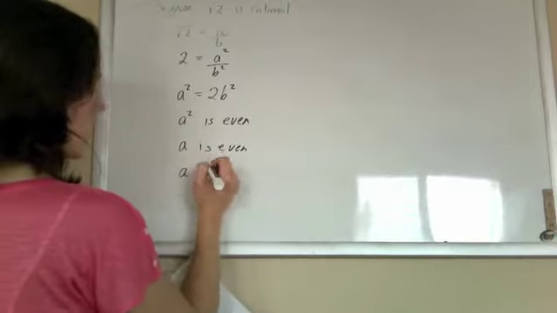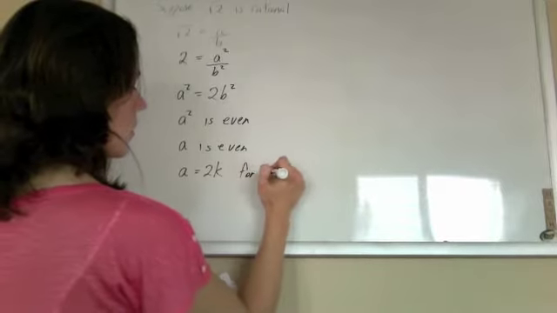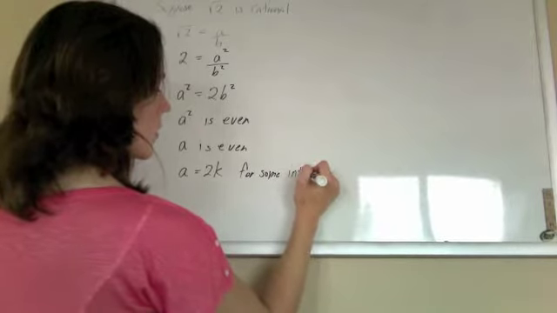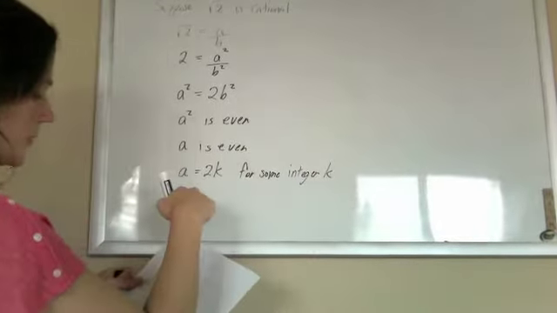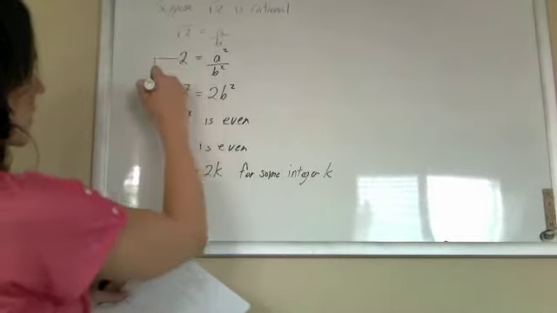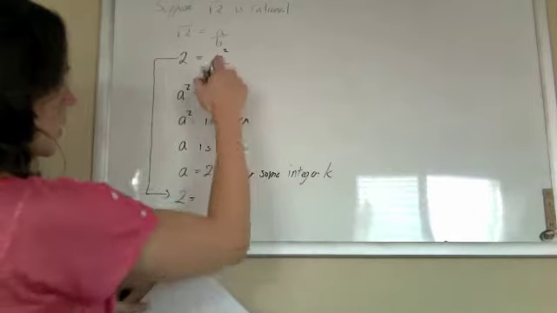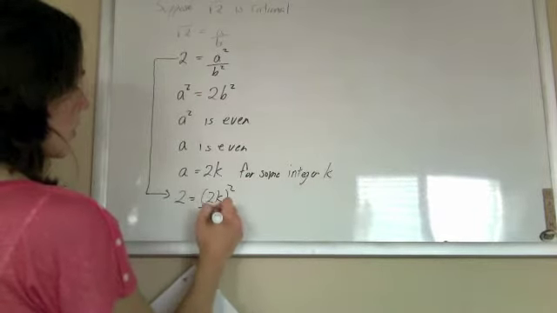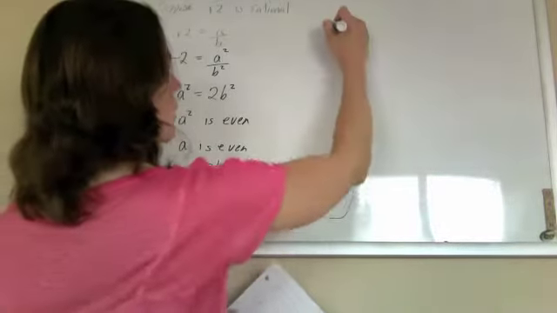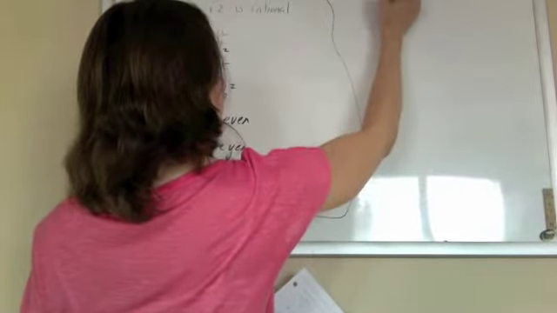And if a is even, then you can write a as 2 times some integer k, by the definition of integer, right? It's divisible by 2. All right, fine. So it's a lot of algebra. We got a equals 2k, and I'm going to substitute it back into this equation here. So I'll have 2 equaling 2k squared over b squared. So then I'm getting, let's come up here, 2 equaling 4k squared over b squared.